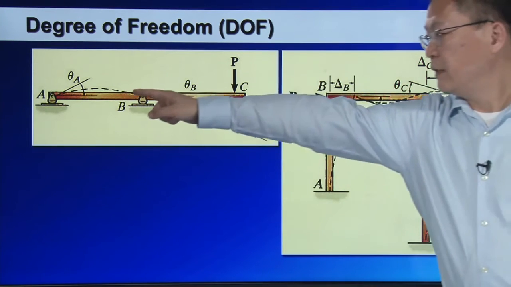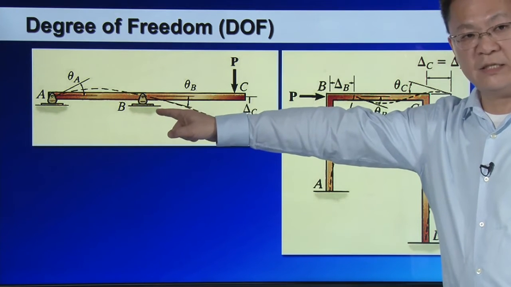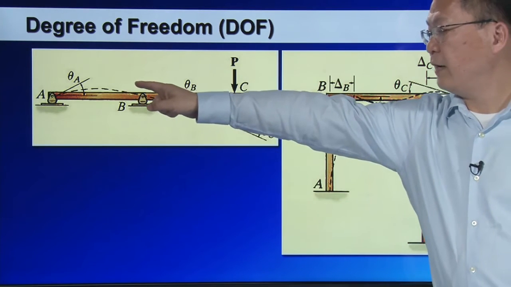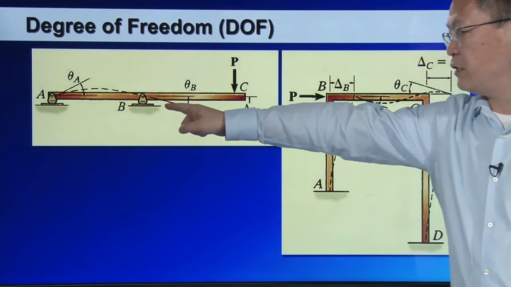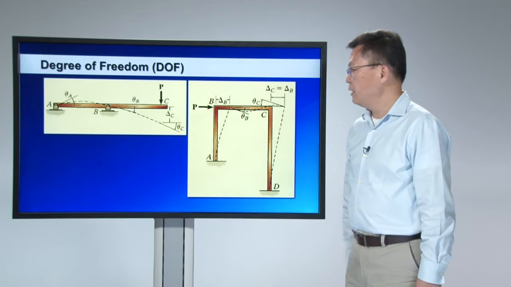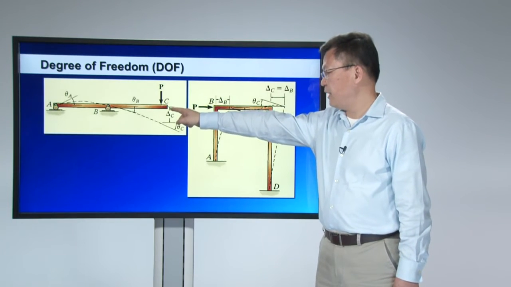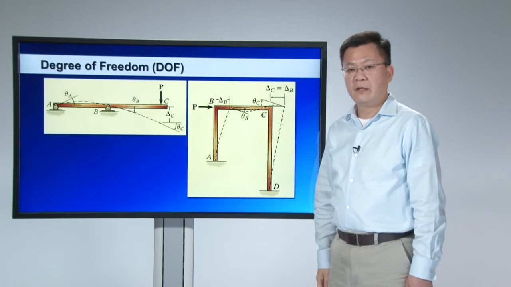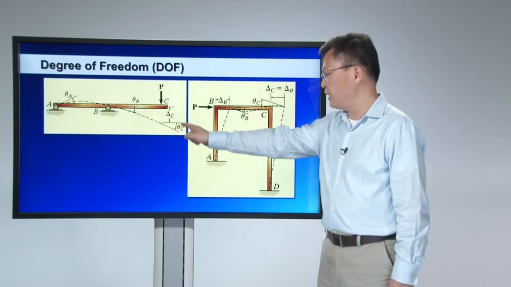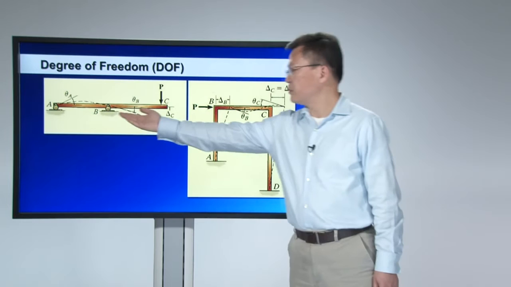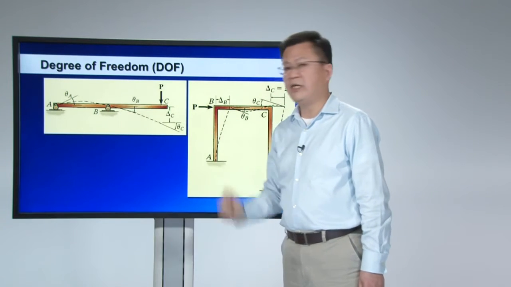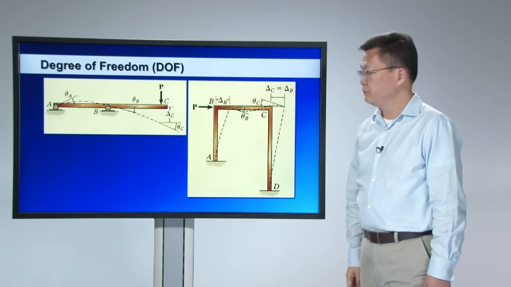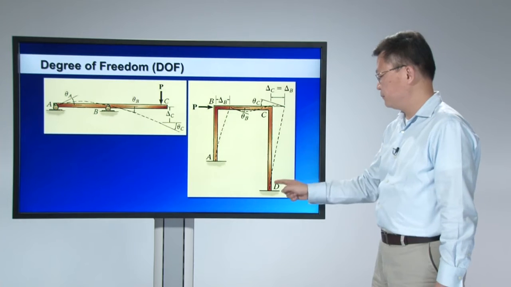Nodes A and B are supported, so they cannot move vertically, but they can rotate. So you will have a rotation angle at A and a rotation angle at B. At node C, this is a free end, so it's free to displace as well as free to rotate. So you will have displacement and rotation angle. If you model the structure using 2 elements and 3 nodes, then you will end up with 4 degrees of freedom.